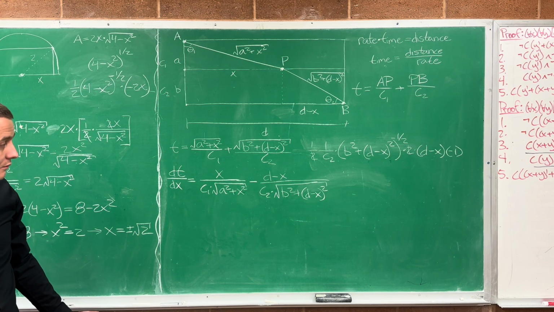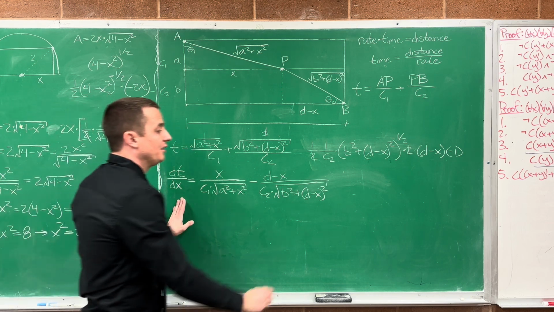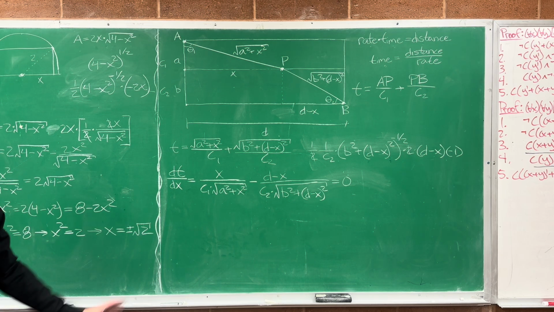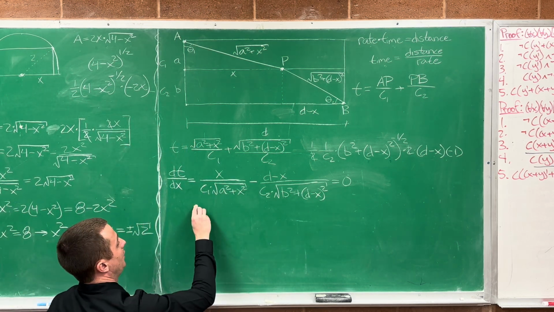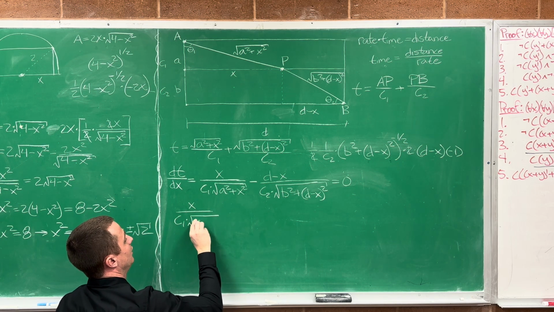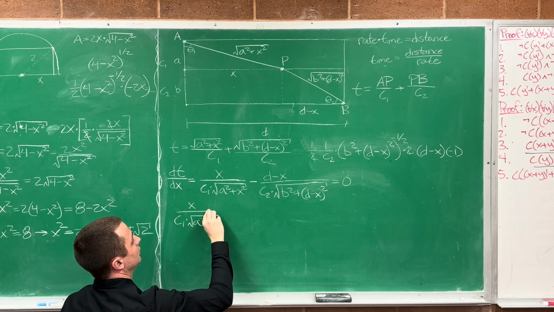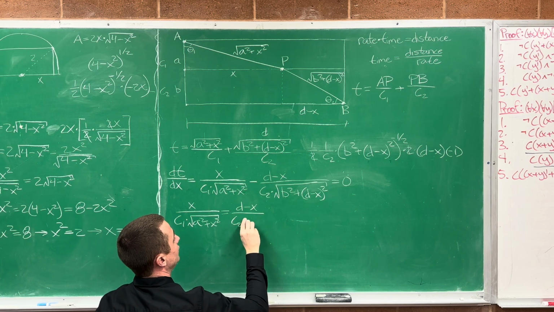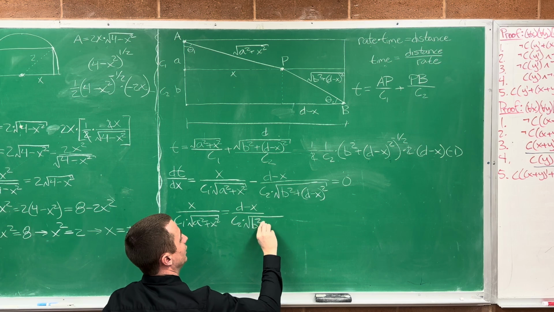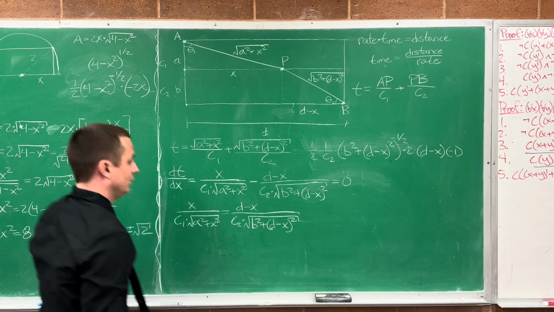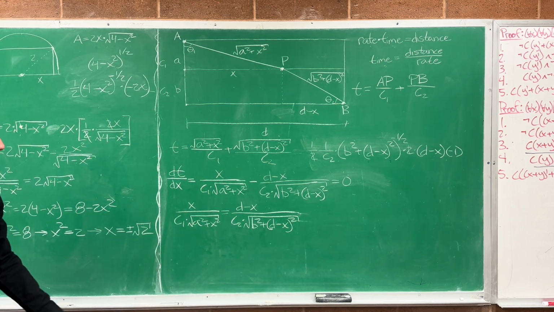I hope so. Okay, so now we want to know where this is equal to 0. Where is a derivative equal to 0? Move this term to the other side, and it's going to happen when x over c1 times the square root of a squared plus x squared is equal to (d minus x) all over c2 times the square root of b squared plus (d minus x) squared. You with me? Now that's kind of a mess, right?